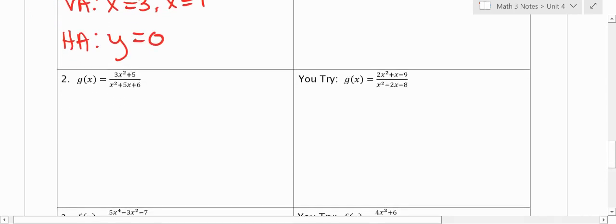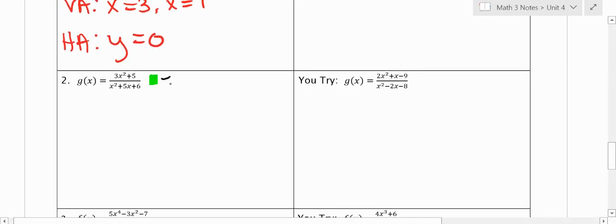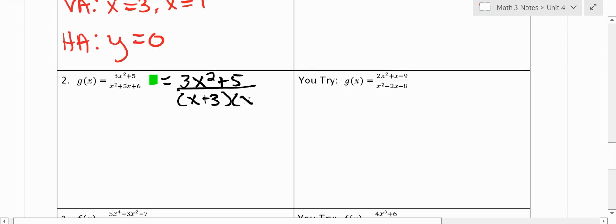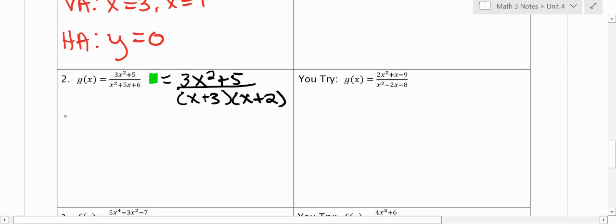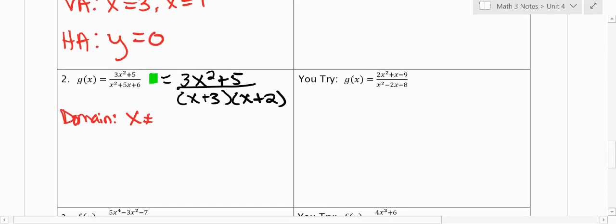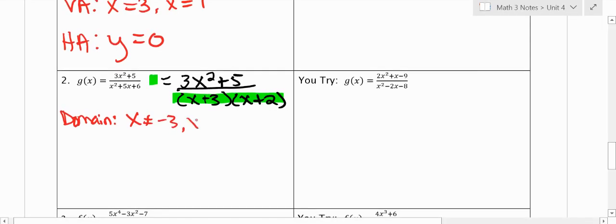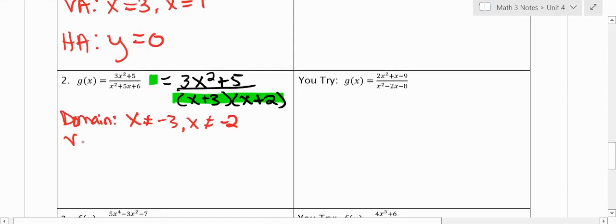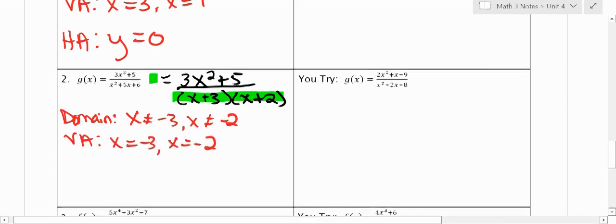For the next example, same thing. I'm going to go ahead and try to factor it out. On the top, nothing factors. On the bottom, it actually does factor: x plus 3, x plus 2. Same thing, so my domain is what am I not allowed to have? I'm not allowed to have whatever makes the bottom zero: negative 3, negative 2. We're then going to have our vertical asymptotes, which is like the opposite of what we just wrote.